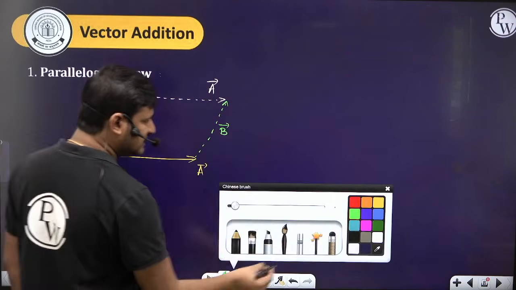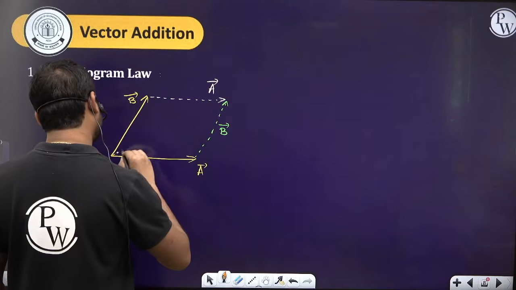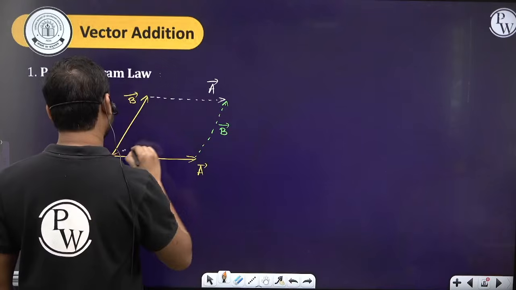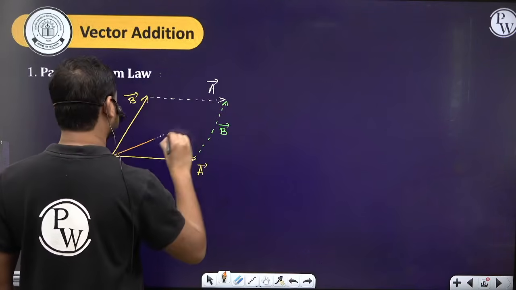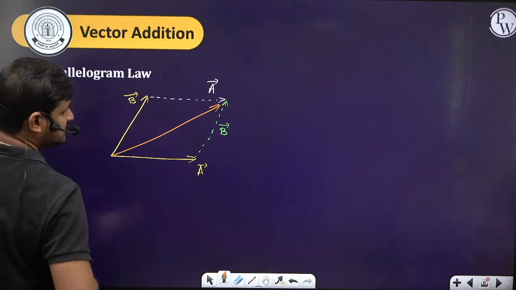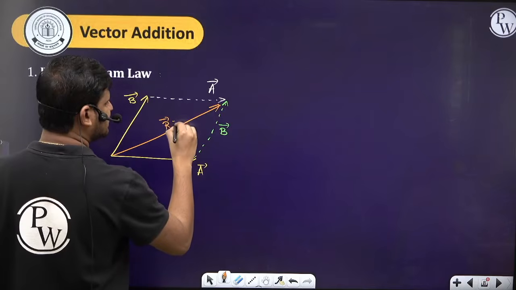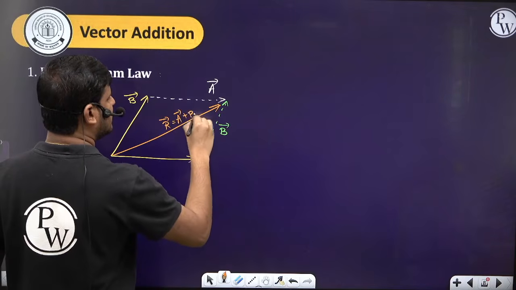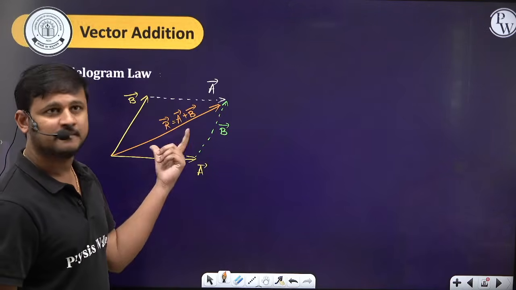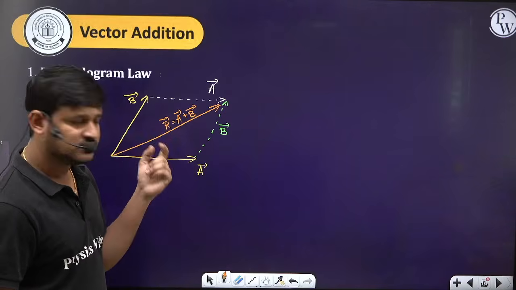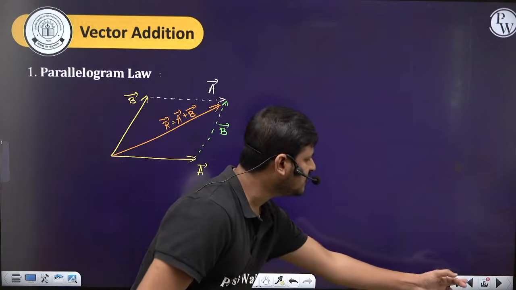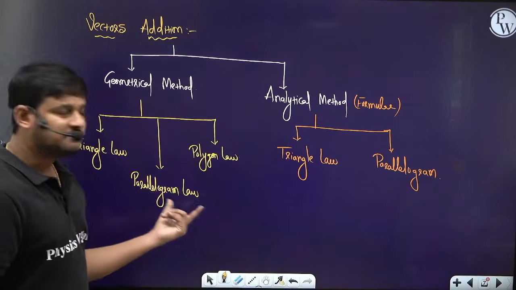Now the resultant will be given by the diagonal of the parallelogram. Understood, guys? This resultant will be equal to vector A plus vector B. Clear this part, everyone? So this is the geometrical method. In the geometrical method, the parallelogram law is there, and the geometrical method talks till here.